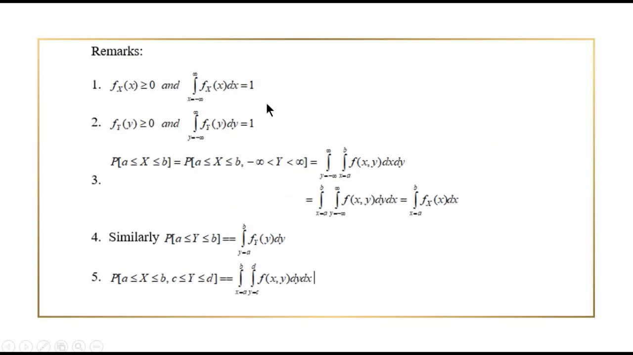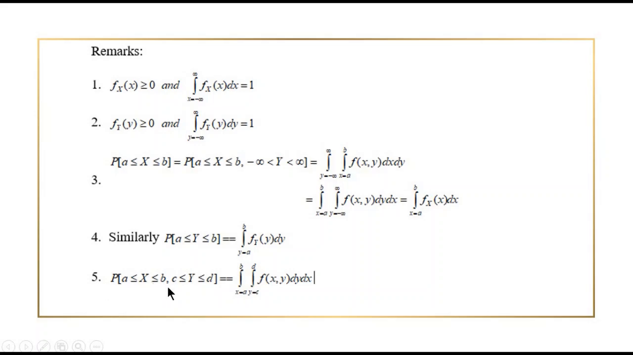These are some properties. The overall integration of the marginal density function of x as well as y will be 1. To find the probability that x lies between a and b, you have to integrate the joint PDF where the limits of x are a to b and the limits of y are from minus infinity to infinity. Or in other words, we can integrate the marginal density function of x taking the limits of x as a to b. Similarly, to find the probability that y lies between a and b, you have to integrate the marginal density function of y by taking the limits of y from a to b with respect to y.